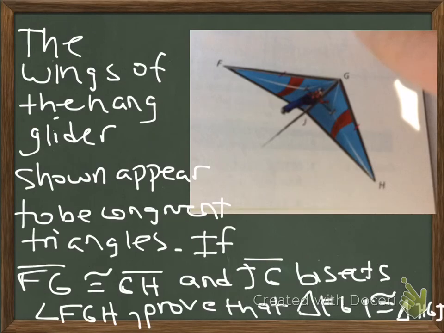So keeping that in mind, we have the wings of the hang glider shown appear to be congruent triangles. They appear to be. But if FG is congruent to GH, which they've labeled, FG and GH, and JG bisects angle FGH, that would make these two angles congruent. Okay, we need to think about how we can prove that the two triangles FGJ and GHJ are congruent.